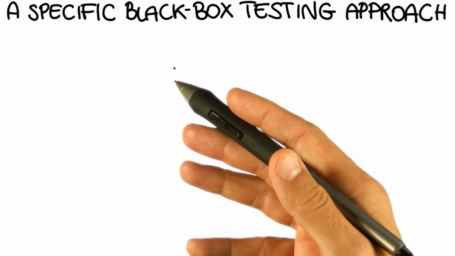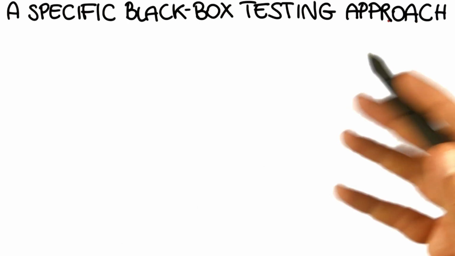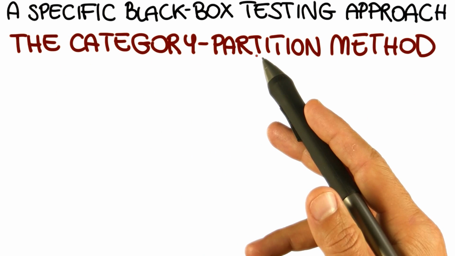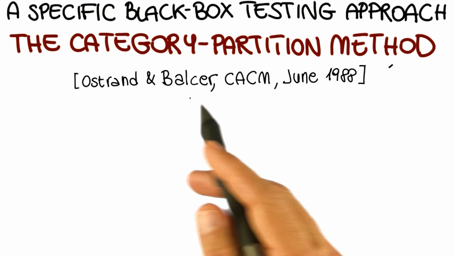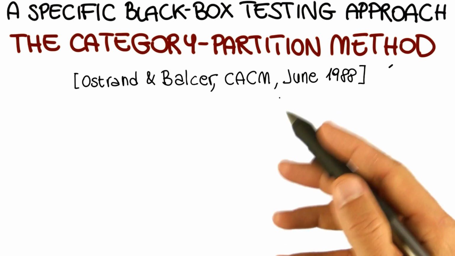What we will discuss next is a specific black box testing approach. So a specific instance of the general approach that we just saw. And this approach is the category partition method and was defined by Ostrand and Balzer in 1988 in an article that appeared on the Communications of the ACM.